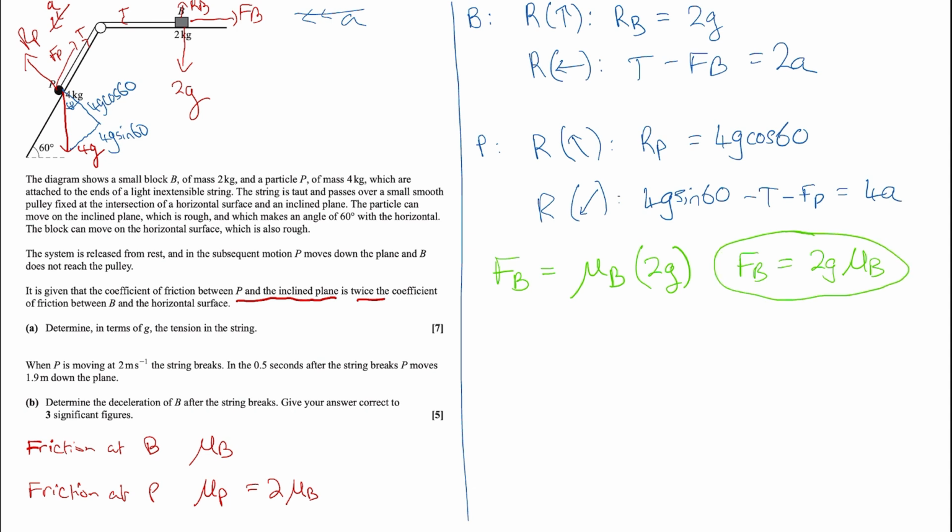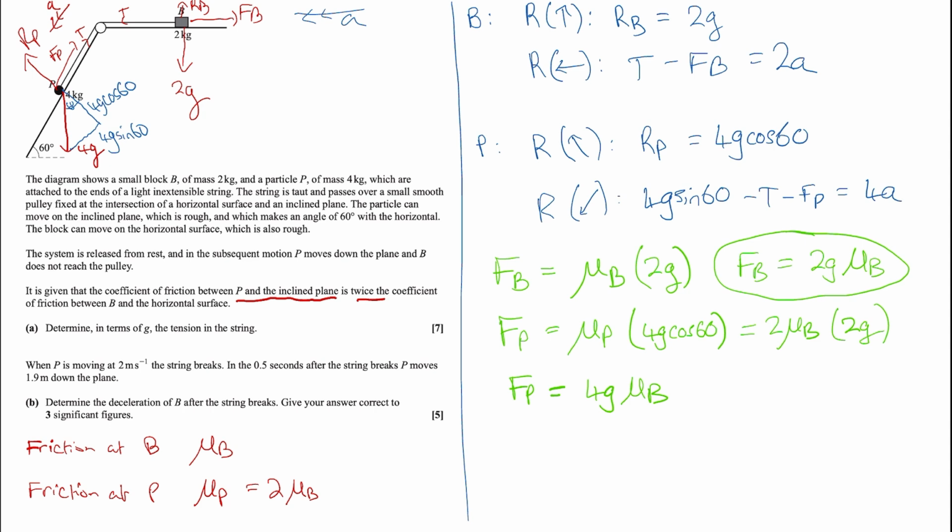Let's do the same thing for the friction at P. So the friction at P is going to be mu P, lots of, and then the reaction is 4G cos 60. Okay. Now we know that mu P was 2 mu B, and then cos of 60 is a half, so this is just 2G. So overall we get that FP is 4G mu B. Okay, good. Right, where can we go next?